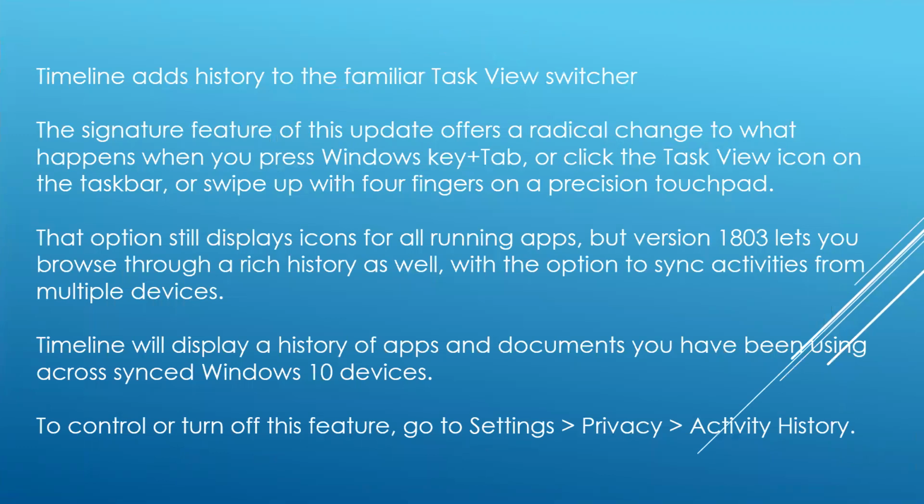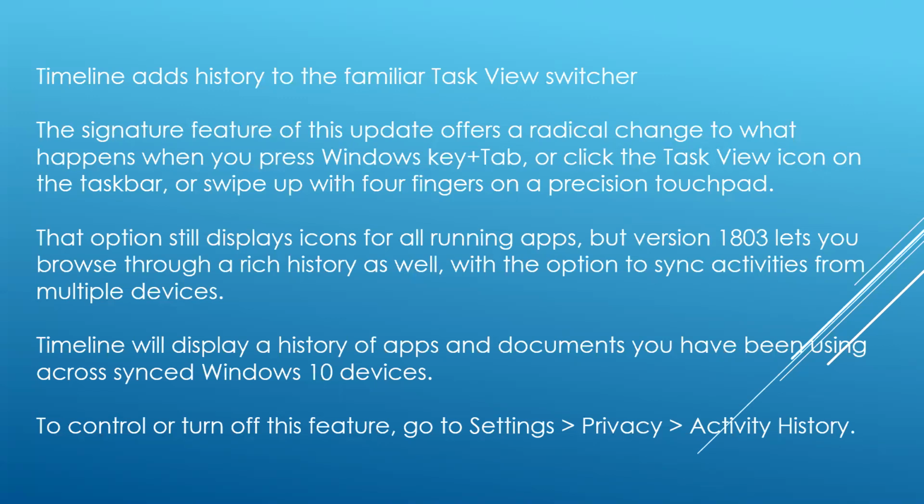The timeline adds history to the familiar task view switcher. So if you go down to the bottom where the task view switcher is, if you hit the Windows and tab, it does the same thing. The signature feature of this update offers a radical change to what happens when you press the Windows key and tab, click the task view icon on the taskbar, or swipe up with four fingers on a precision touchpad. That option still displays icons for all the running apps, but version 1803 lets you browse through a rich history as well, with the option to sync activities from multiple devices. So syncing the devices is important. Right now, I don't sync my devices with my Word and my Excel, and so they don't show up on that timeline.